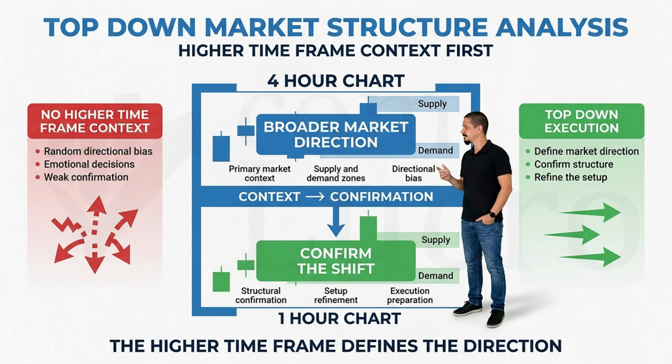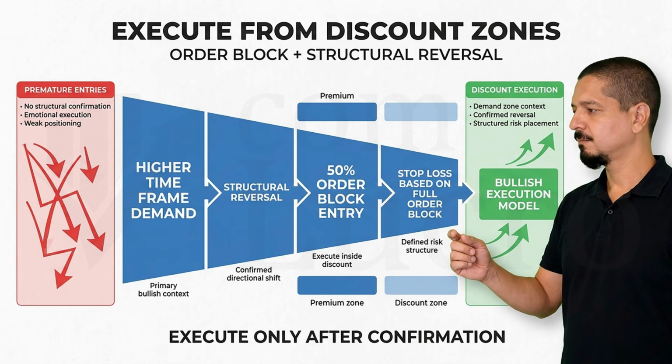The strategy begins by identifying major supply and demand zones on the higher time frame in order to establish the broader market direction. In this case, the 4-hour chart is used for the primary market context, while the 1-hour chart is used to confirm the structural shift and refine the setup. The execution is based on bullish or bearish order blocks positioned inside discount or premium zones. In a bullish scenario, the objective is to execute the trade from a discounted area after a confirmed structural reversal inside a higher time frame demand zone.